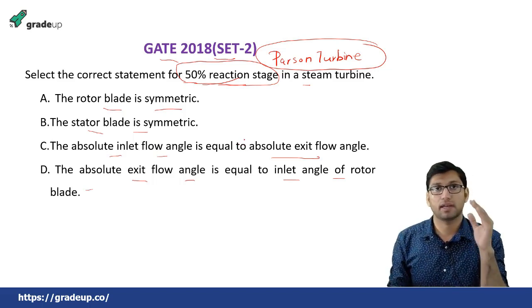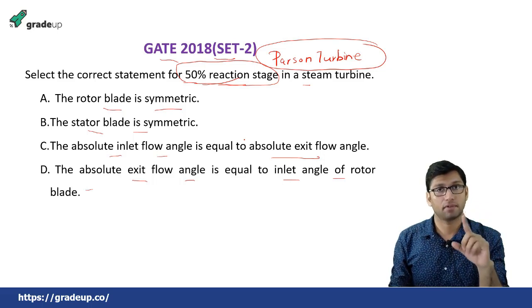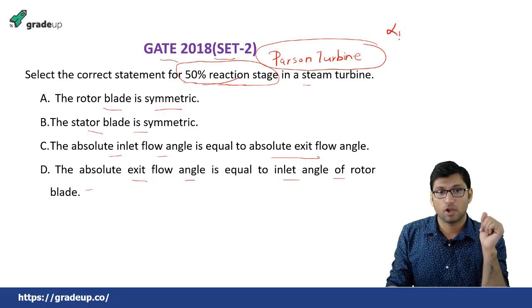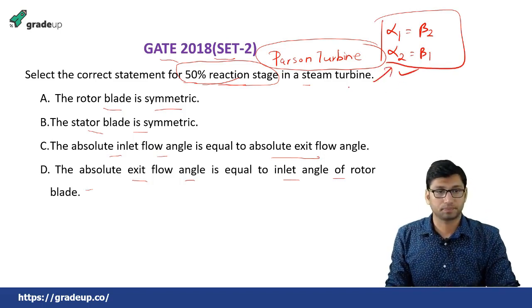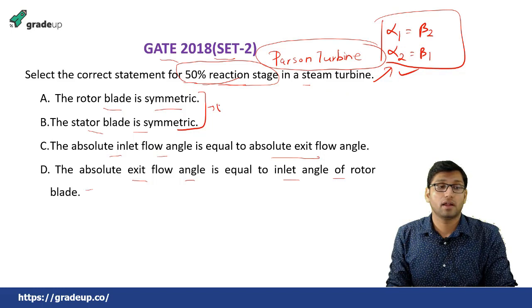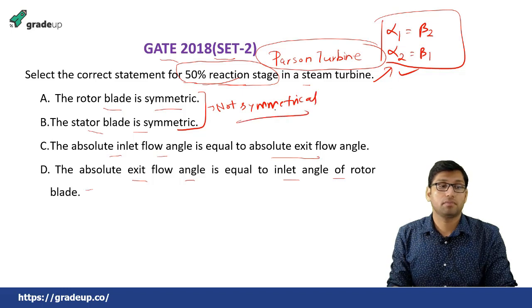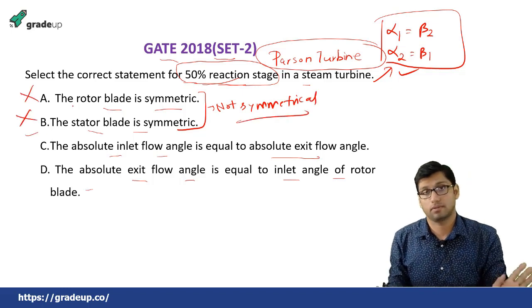As I have told you in the last video lecture of my power plant engineering, in which I taught you about different kinds of turbine, for the velocity triangle of a Parson turbine, the inlet nozzle angle is equal to the outlet blade angle, and the outlet nozzle angle is equal to the inlet blade angle. So this is important. Also I have told you that the blades in a reaction turbine are not symmetrical. Okay, since blades are not symmetrical, these two options are not correct.